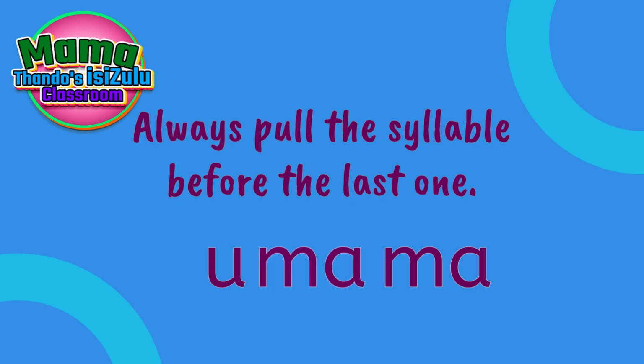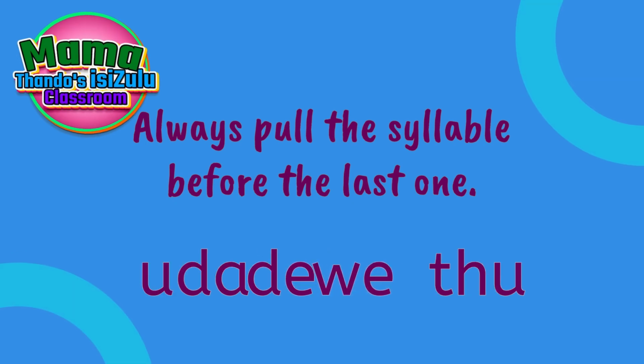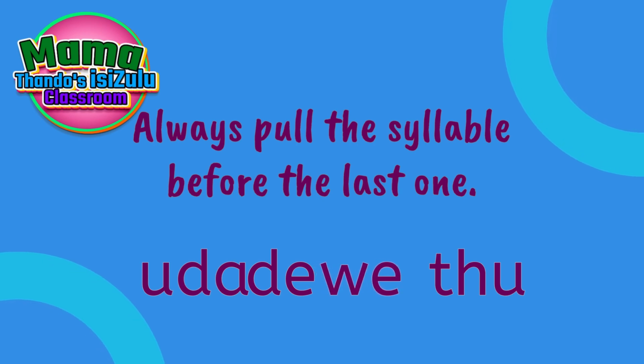Listen to a longer noun. A sister in isiZulu is udadewethu. The last syllable here is tu, that's T-H-U. The one before it is we, the W-E. That's the one we pull a little. And so we say, udadewethu, udadewethu.